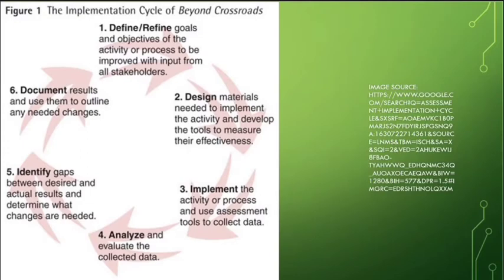After defining and refining our goals and objectives, we follow the second step, which is to design the materials needed to implement the activity and develop the tools to measure their effectiveness. So last time we mentioned that if we would like to measure the performance of our learners in relation to education, we are relating assessment to teaching, to instruction. If we would like to measure their performance, we need to use different assessment tools, and this could be a paper and pen test, it could be observation, and those other assessment tools that we mentioned last time.